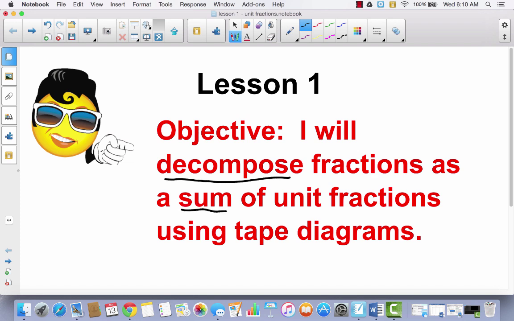Sum means the answer to an addition problem. And we used tape diagrams whenever we were doing some problem solving. Well, today we're going to use a tape diagram to represent a fraction.